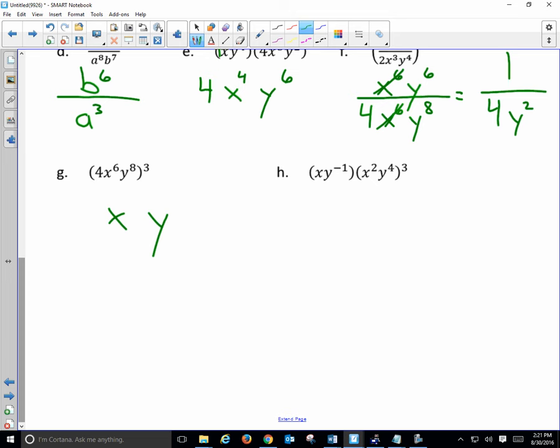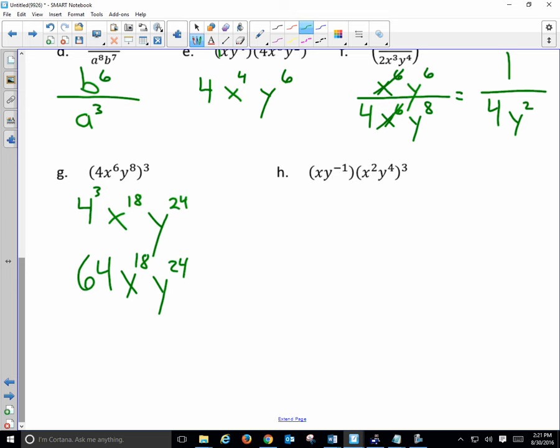What do I do with the 8? Multiply it by 3 to get 24. 6 times 3. And then do I do 4 times 3 or do I do 4 to the 3rd? What is 4 to the 3rd? 4 times 4 is 16, times 4 more is 64. I think the biggest mistake people would make in this scenario is they would write 12. So we're going to do 3 times 4 is 12.